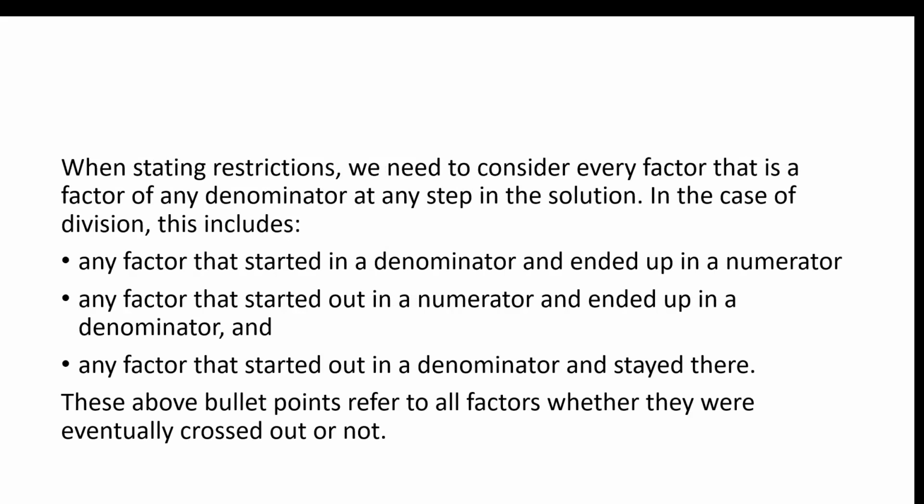When stating restrictions, we need to consider every factor that is a factor of any denominator at any step in the solution. In the case of division, this includes any factor that started in a denominator and ended up in a numerator, or any factor that started out in a numerator and ended up in a denominator, or any factor that started out in a denominator and stayed there. If it was ever at any point, now or in the past, a factor of the denominator, it needs to be considered when stating restrictions. These above bullet points refer to all factors, whether they were eventually crossed out or not.